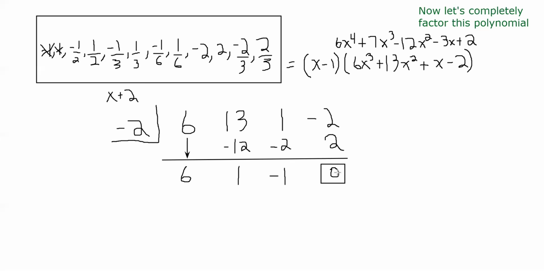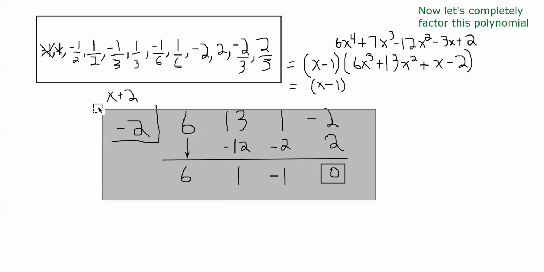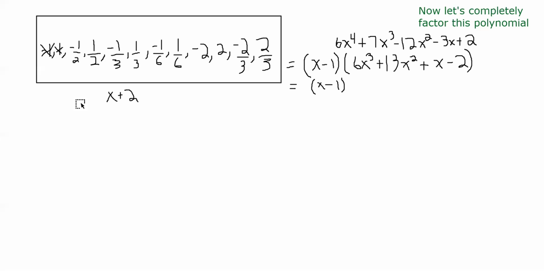We've got a remainder of 0. Thus, -2 is a root of 6x cubed plus 13x squared plus x minus 2. x plus 2 is a factor of it. So we can go even further with it. We've got x minus 1 here. And we can actually get rid of all this now. And then we said x plus 2 is going to be a factor.